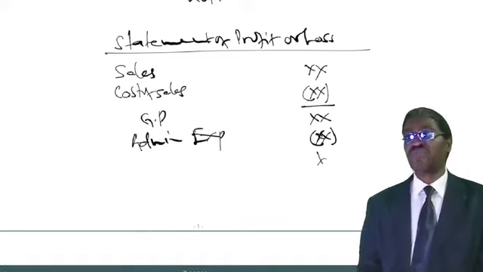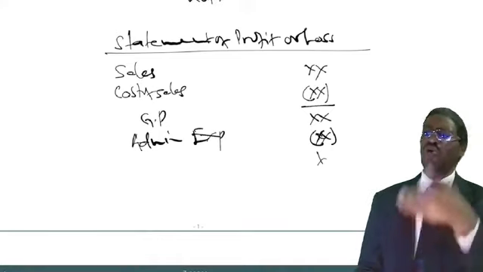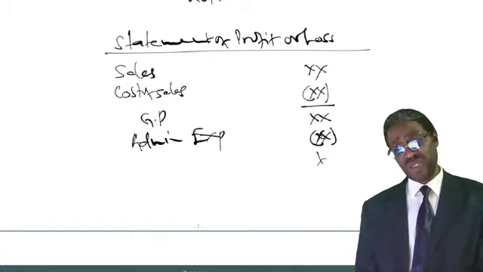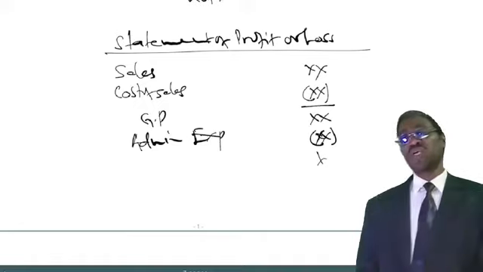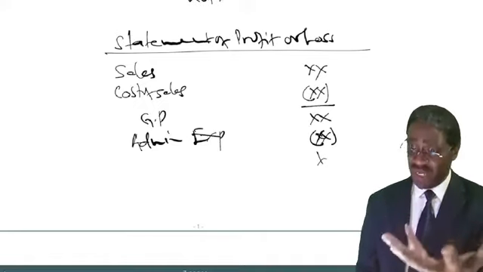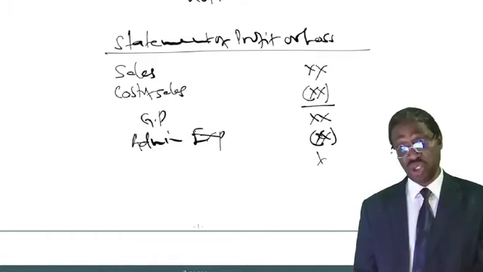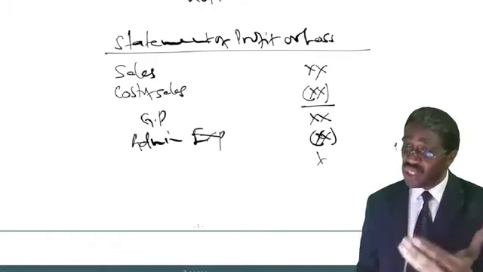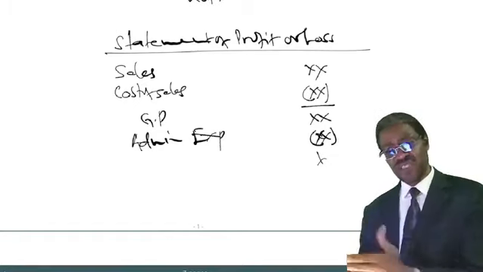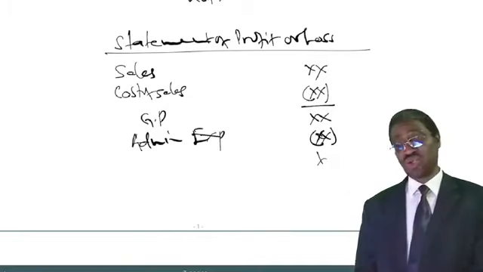For example, when you have advertising, that's an example of a selling and distribution expense. It's incurred in the process of selling and distributing. When you have salaries to the salesmen, that's another example of a selling and distribution expense. When you have expense like depreciation of delivery van, that's an example of a selling and distribution expense.